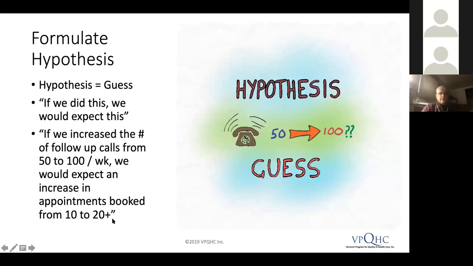And then formulate your hypothesis. And a hypothesis is really a fancy word for a guess. You know, you're talking about if we did this, we would expect this. In this particular instance, we're talking about if we increase the number of follow-up calls from 50 to 100 per week, we'd expect an increase in appointments booked from 10 to 20 plus. That's your hypothesis, right, at that point. So the question then becomes, is that actually going to be true? And that's what would form the basis of the issue of the PDSA.